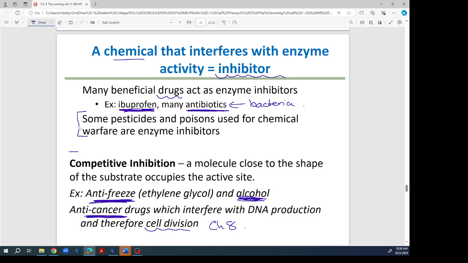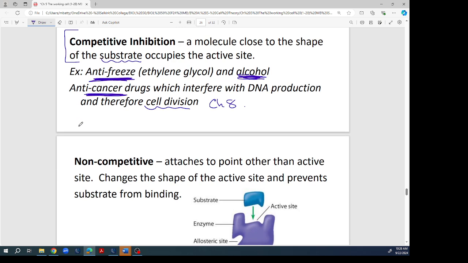Now we can have competitive inhibition or we could have non-competitive inhibition. Competitive inhibition is when a molecule is really close to the shape of the substrate, and it's going to basically get in there and block the active site. Non-competitive inhibition means that a molecule budges into the enzyme in a place other than the active site and alters the shape of the protein, which makes it non-functional.